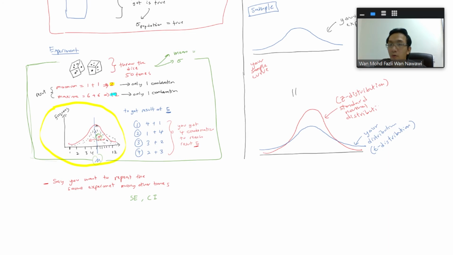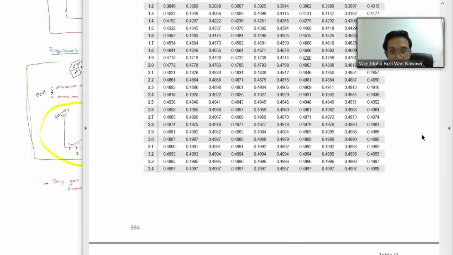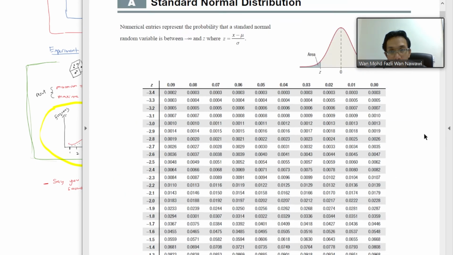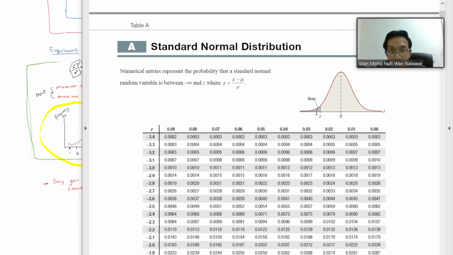If you look at the statistic table, you can see the standard normal distribution. The table that we see, where you can find the area of probability, is basically the Z distribution. We call it Z because you can see Z here. We call it the Z distribution. It's used when you're dealing with the population, or when you know the population.